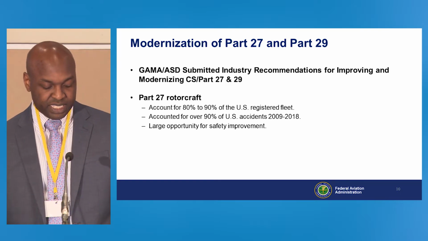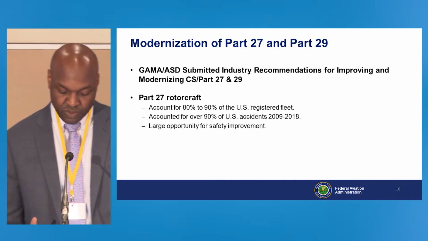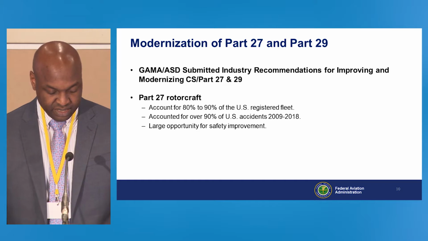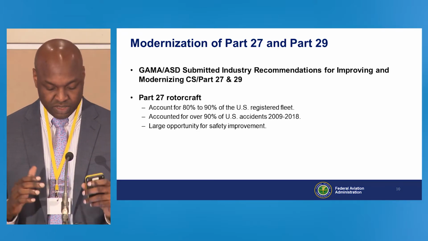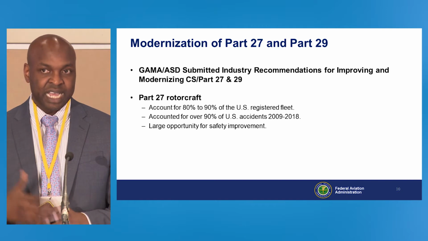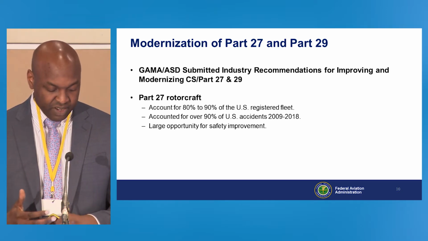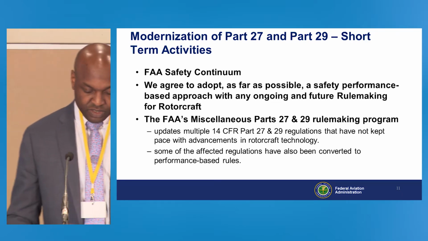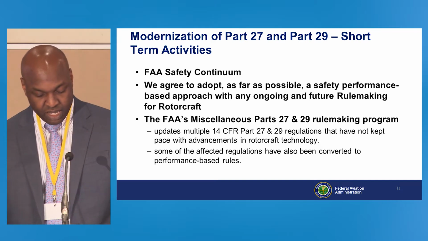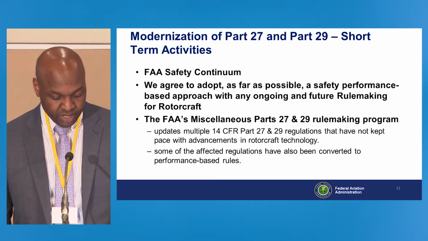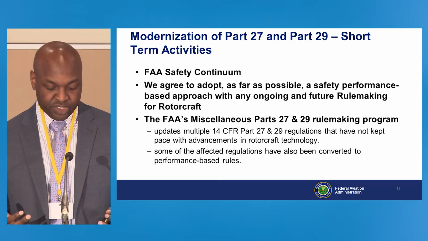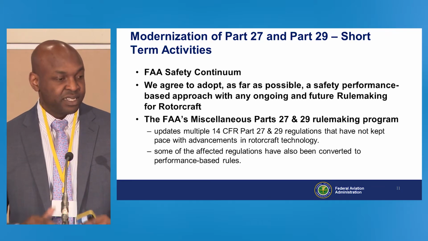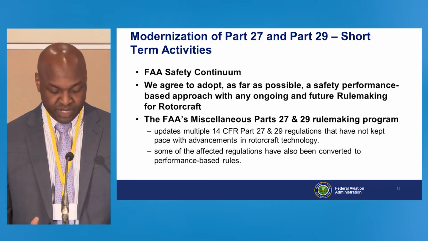So reviewing the most recent 10 years of data from 2009 to 2018, Part 27 rotorcraft accounted for over 90% of the U.S. accidents. Since Part 27 comprises such a high percentage of the fleet and accounts for even a higher percentage of the accidents, it's clear how there's a great opportunity to improve safety in Part 27. So some of the short-term actions that we're taking to address the recommendations in this report, we're going to continue to expand the safety continuum to allow for safety-enhancing equipment into the Part 27 fleet, as well as expanding the safety continuum to areas outside of 1309.